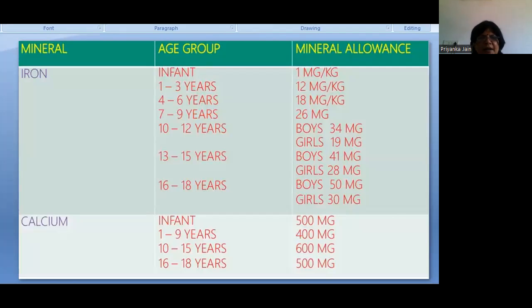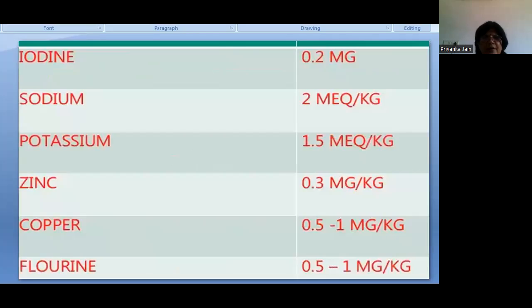Now, minerals like iron differ by age group, like infants, 1 to 3 year, 4 to 6 year: 1 mg per kg, 1 to 3 year 12 mg, 4 to 6 year 18 mg, 7 to 9 years 26 mg. 10 to 12 year boys require 34 mg and girls 19 mg. 13 to 15 year boys 41 mg, girls 28 mg. 16 to 18 years boys 50 mg, girls 80. Calcium: infants 500 mg required. 1 to 9 year, 10 to 15 year, 16 to 18 year: it is like 400 mg, 600 mg, and 500 mg.